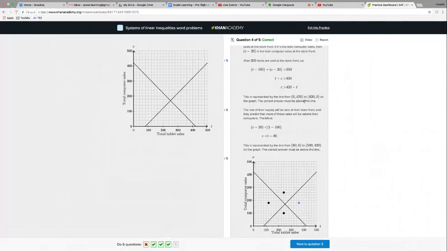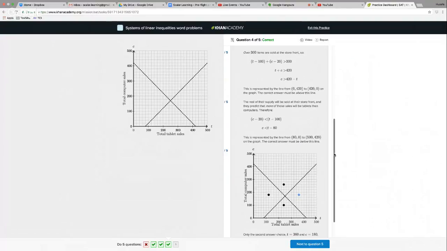And this is where I think C is greater than 420 minus T. That's this line. So that's where they're getting this inequality. And since C is the cost, man, see, this is so much more complicated. You could do it like this, but it would be all the shaded up here, right, above this line.